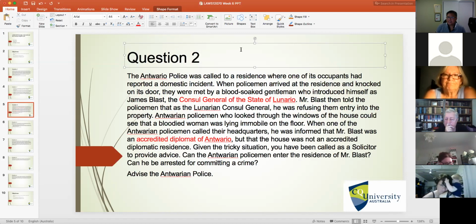Manjo? Yes. Sorry. Just in relation to that, does that diplomat only have immunity while he holds office? And that crime, I mean, if he's got a blood-soaked gentleman and a bloodied woman, that's a crime. I don't think that is a sovereign act. It is not a sovereign act. So if he ceases to be the consul general and he is no longer that diplomat, does that immunity extend past that? Or is that where ratione personae comes in?